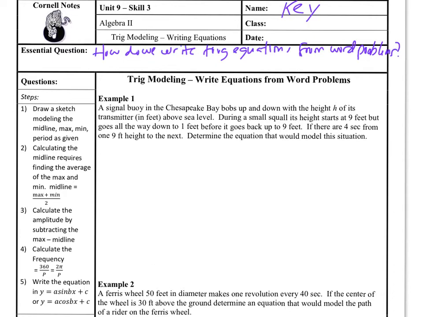So, example 1. A signal buoy in the Chesapeake Bay bobs up and down with a height h, transmitter above sea level. During a small squall, its height starts at 9 feet, but goes all the way down to 1 feet before going back up to 9 feet. So what you have to kind of be picturing is, hey, look, I got a height, something starting up here, it goes down, comes back up, goes down, comes back up. If there are 4 seconds from one 9-foot height to the next, determine the equation that will model the situation.